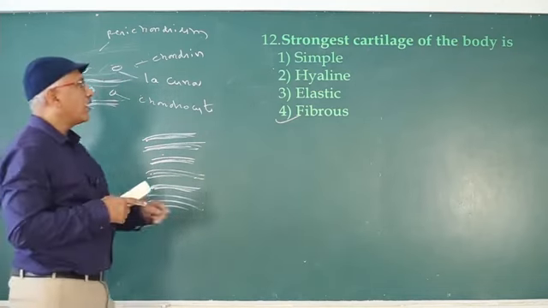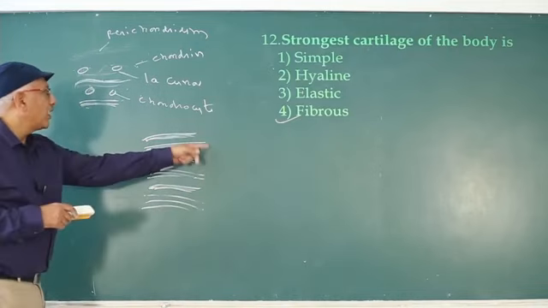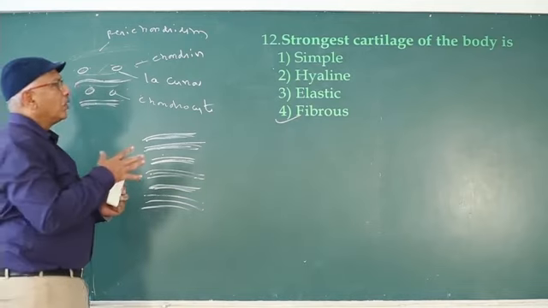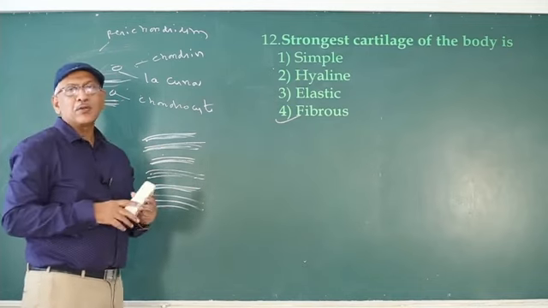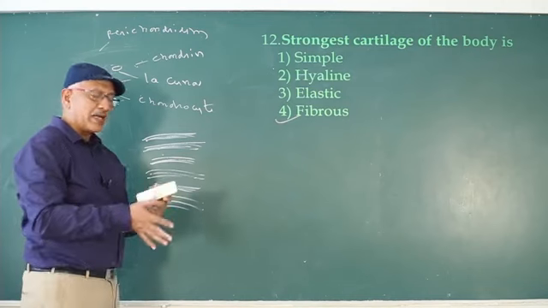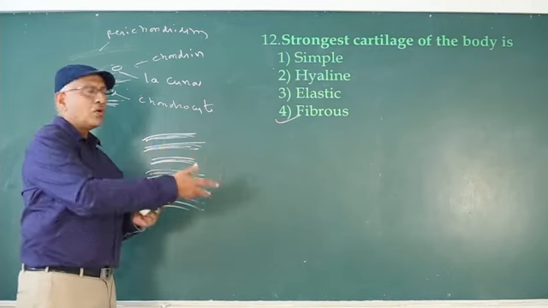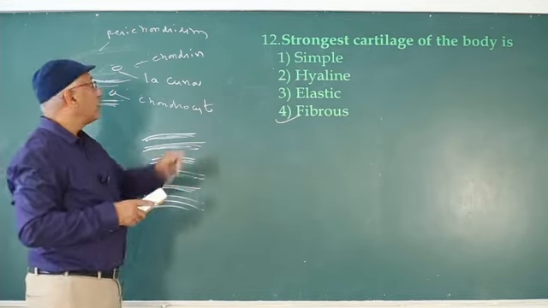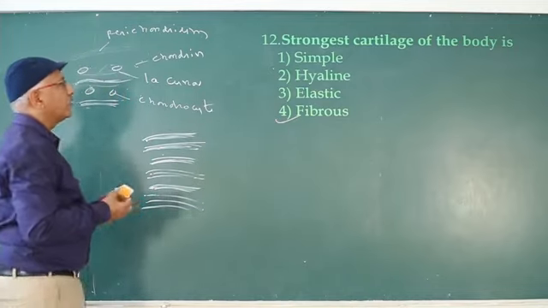The strongest cartilage of the body is fibrous cartilage. Fibrous cartilage is without perichondrium. Why is perichondrium absent? The fibrous cartilage present in the intervertebral disc or pubic symphysis is in direct contact with bone. Bone is highly vascular, so the fibrous cartilage receives nutrients from the bone. That's why perichondrium is absent in fibrous cartilage.